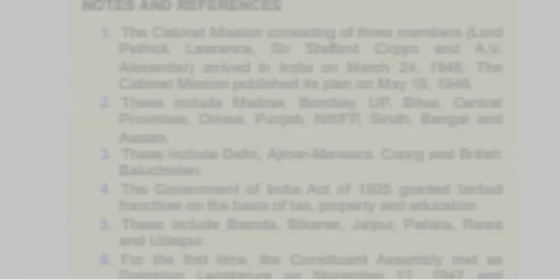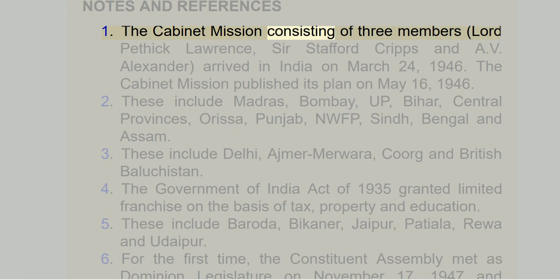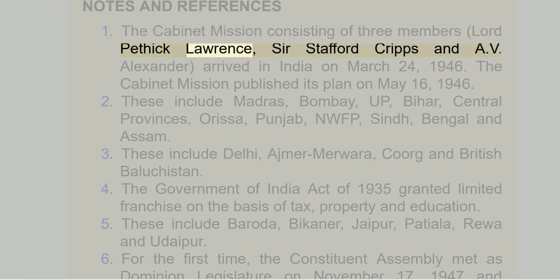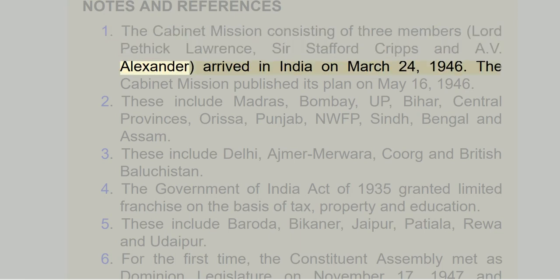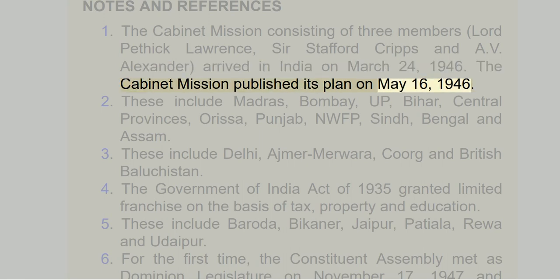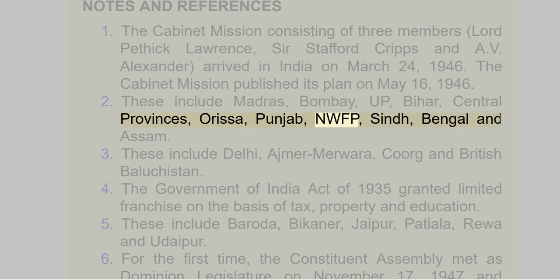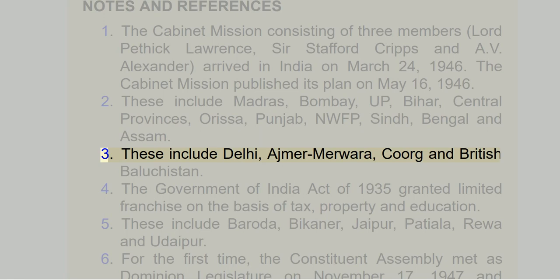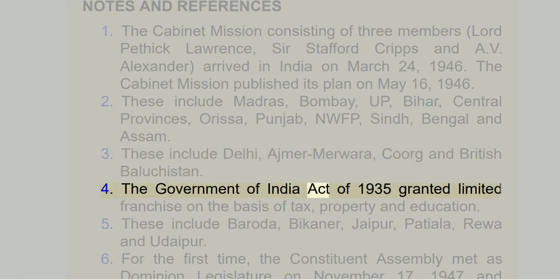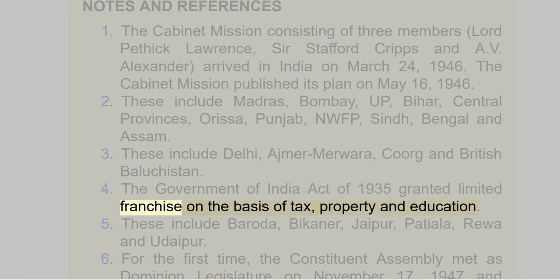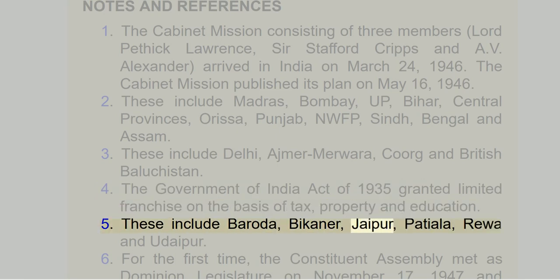Notes and references. 1. The Cabinet Mission, consisting of 3 members, Lord Pethick-Lawrence, Sir Stafford Cripps and A.V. Alexander, arrived in India on 24 March 1946. The Cabinet Mission published its plan on 16 May 1946. 2. These include Madras, Bombay, UP, Bihar, Central Provinces, Odisha, Punjab, NWFP, Sindh, Bengal and Assam. 3. These include Delhi, Ajmer-Merwara, Coorg and British Baluchistan. 4. The Government of India Act of 1935 granted limited franchise on the basis of tax, property and education. 5. These include Baroda, Bikaner, Jaipur, Patiala, Rewa and Udaipur.